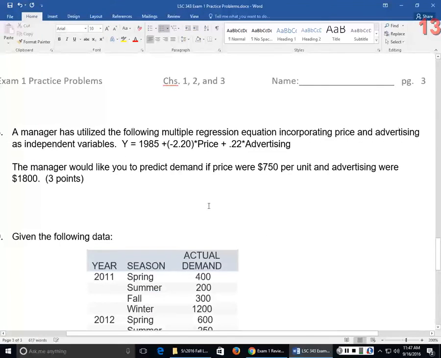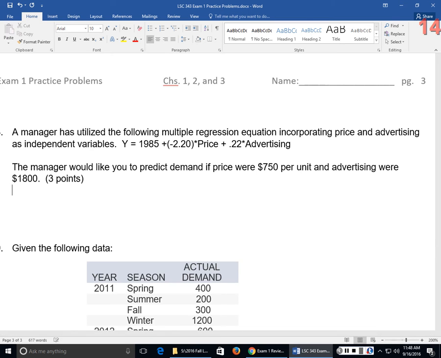Khalid. Manager has utilized the following multiple regression equation incorporating price and advertising as independent variables. The manager would like you to predict demand at a price of $750 per unit and advertising of $800 per unit. How am I going to solve that?